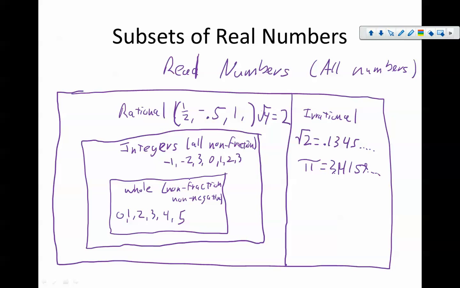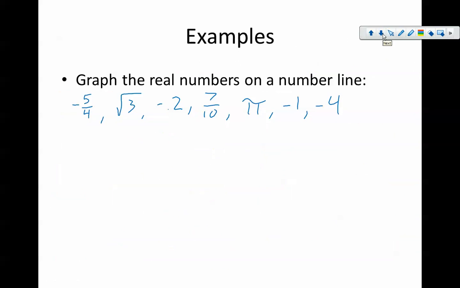I drew that box inside of a box for a reason, because everything that is whole is integer, and everything that is integer is whole, or is rational, and everything that is rational is a real number. So there's some numbers that we can classify in four different ways. So keep that in mind.